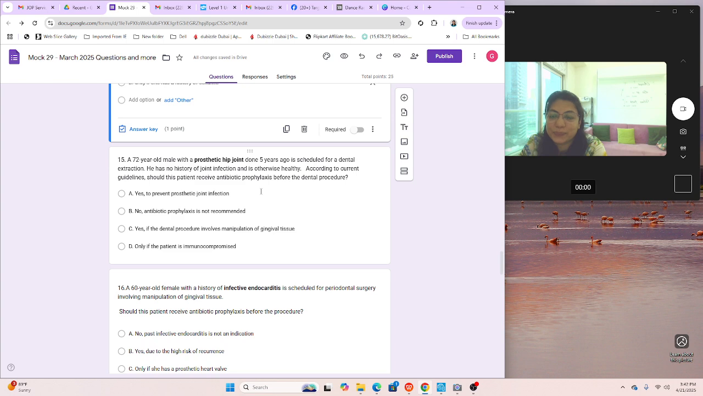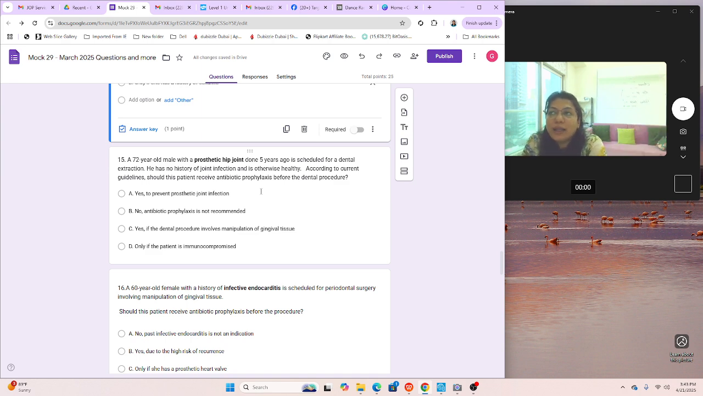No. Yes, if the dental procedure involves manipulation of the gingival tissue. Only if the patient is immunocompromised. Well, if they would have mentioned the patient is immunocompromised, then yes, he should receive antibiotic prophylaxis. But is he immunocompromised? He is healthy. No history of joint infection. Plus, it was done 5 years ago.